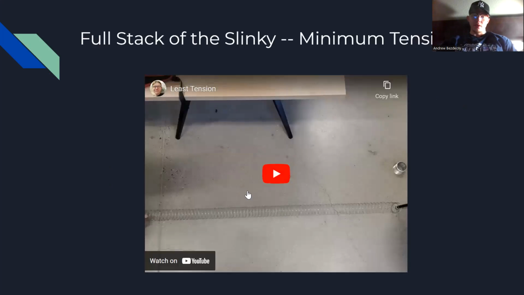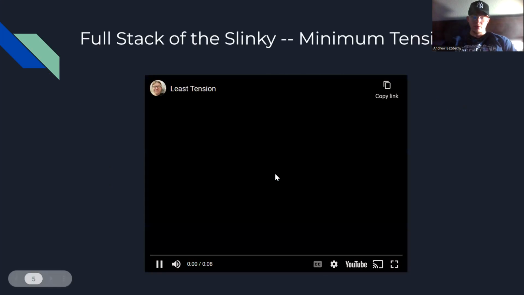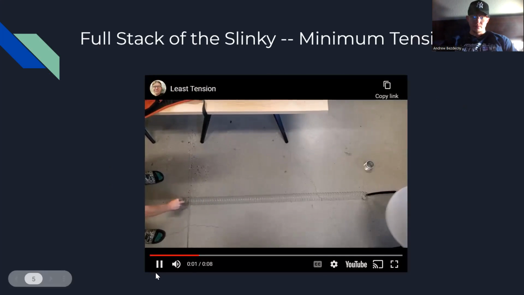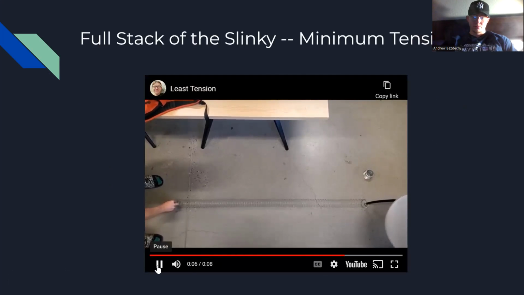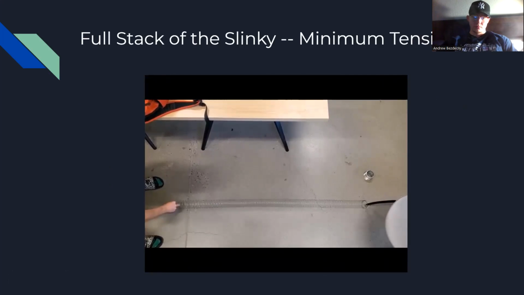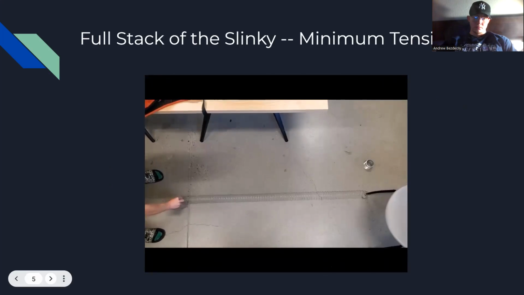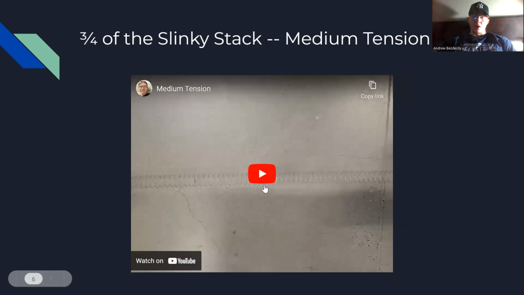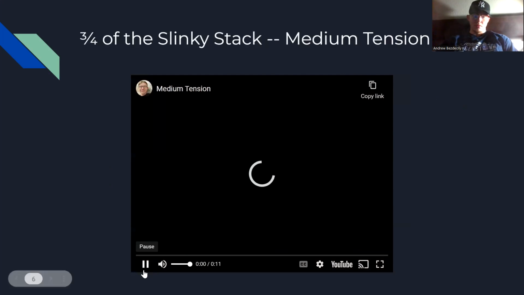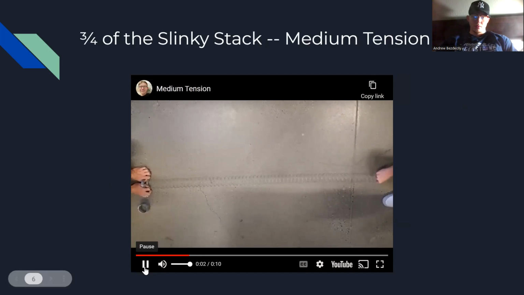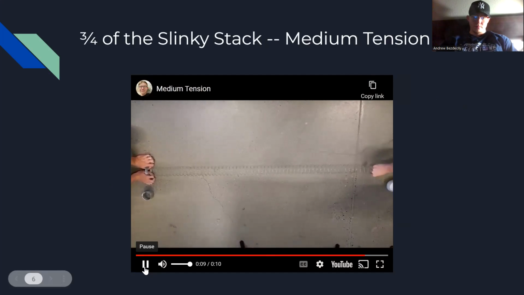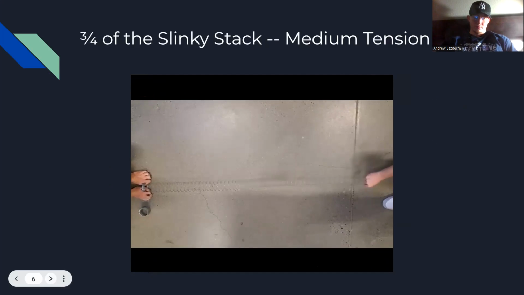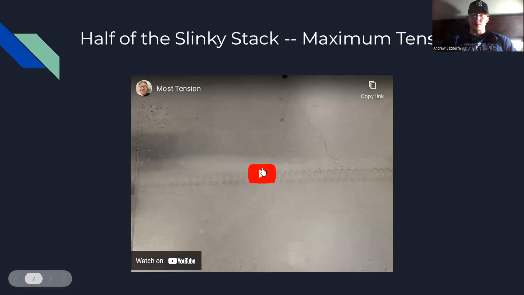So here we have the least tension for the slinky. Here we have medium tension of the slinky. And here we have the maximum tension of the slinky.